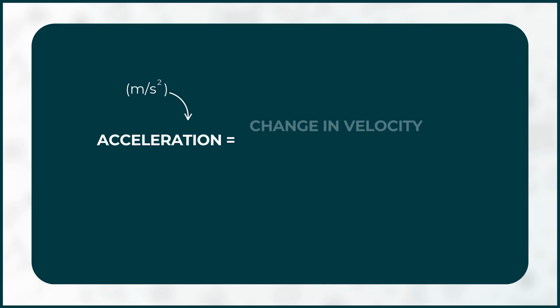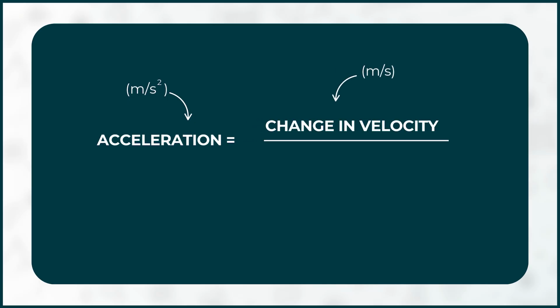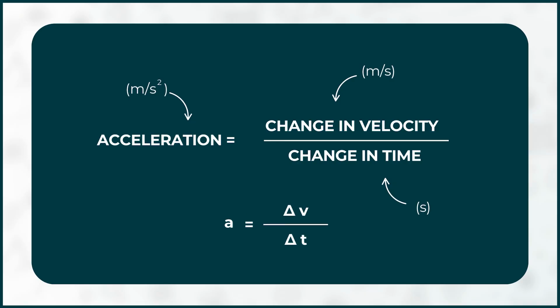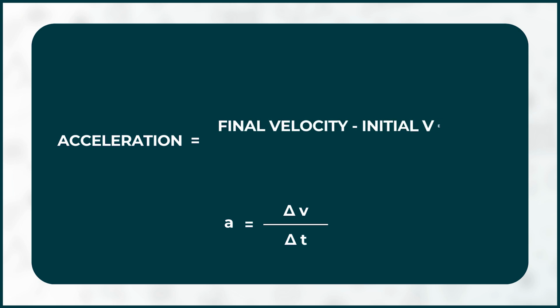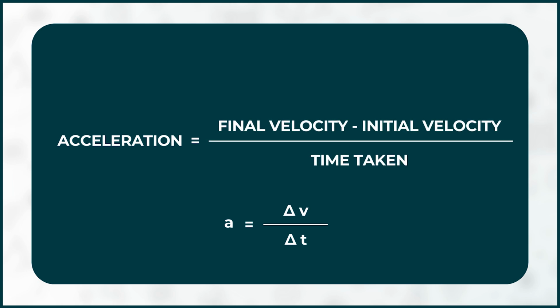The formula for acceleration is acceleration equals change in velocity divided by change in time, or A equals delta V divided by delta T. Notice that since acceleration is a vector quantity, we are not using speed but velocity. The formula can also be written as acceleration equals final velocity minus initial velocity divided by time taken, or A equals V minus U over T.